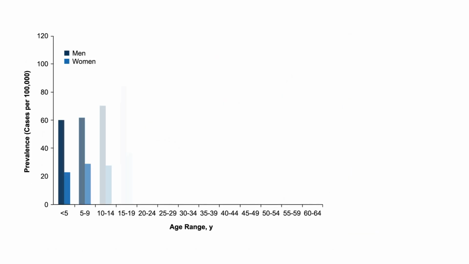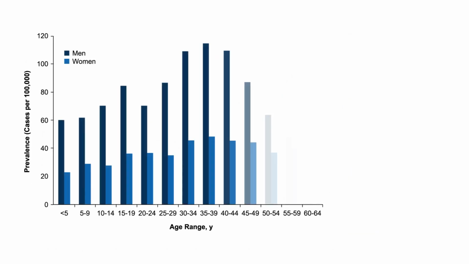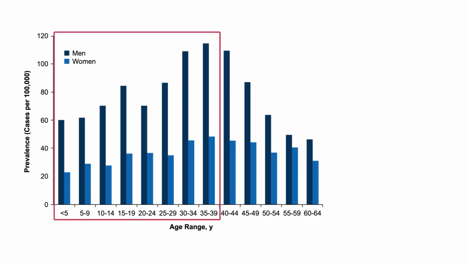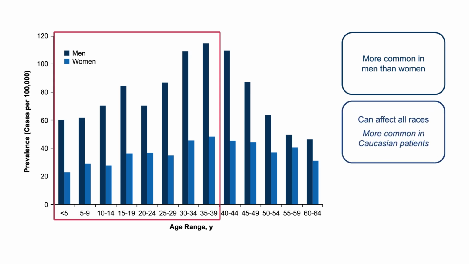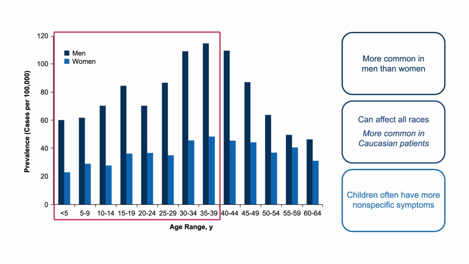The epidemiology and prevalence of EOE shows that it can occur in really any age range, but primarily we see it often in adolescents and young adults, and it is more common in males than females. It can affect all races of patients, but it is more common in Caucasians. And while it is more common in adults, children often have more nonspecific symptoms that can elude diagnosis, especially if not investigated thoroughly with a high level of suspicion.